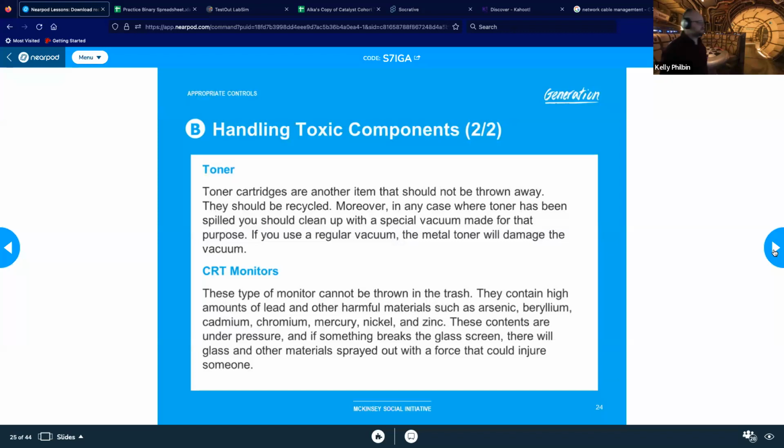All right, so we already talked about CRT monitors, toner. Toner is more of a mess than a toxic chemical. You can't typically use a regular vacuum because the metal in the toner will damage the vacuum, also get it kicked up into the air. Bad. The other thing is they have special vacuums with magnetic brushes on them that will help clean up toner.